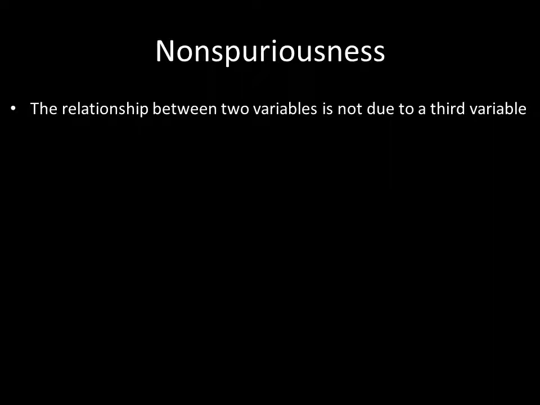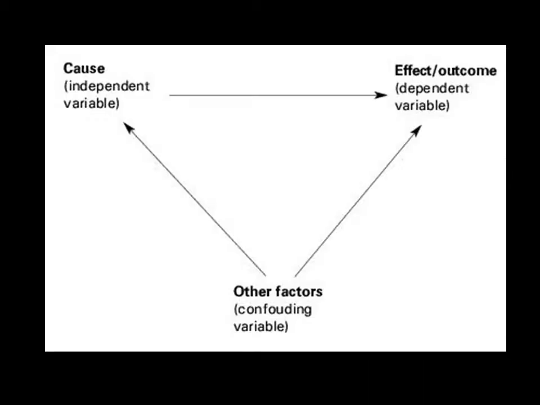An additional causal criteria is nonspuriousness. Nonspuriousness refers to when the relationship between two variables is not due to a third variable. The opposite of nonspuriousness is spuriousness, where the relationship that you observe between one variable and another variable is due to a third variable. This figure displays a spurious relationship. You have your cause, your independent variable, and you believe that it has an impact on the effect, the dependent variable, but in reality, the observed association between the cause and the effect is actually due to a third variable, also referred to as a confounding variable.